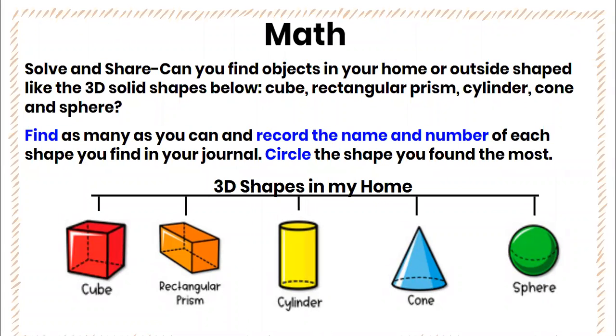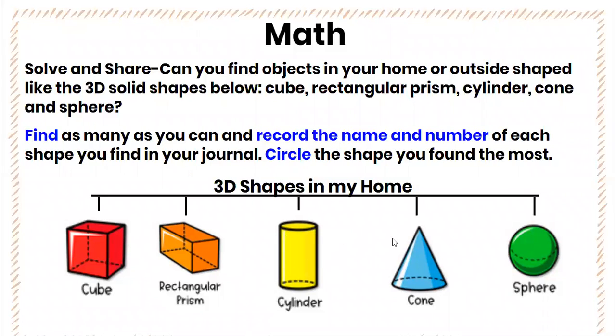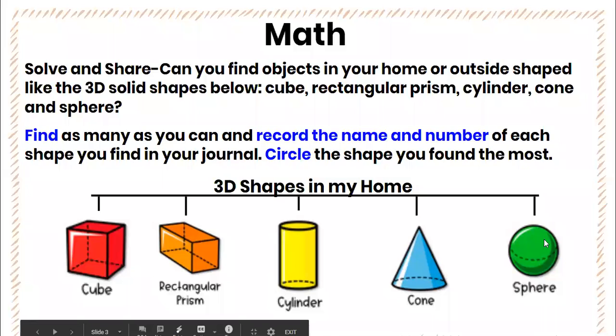For math today, the solve and share is, can you find objects in your home or outside shaped like the 3D shapes below? Cube, rectangular prism, cylinder, cone, and sphere. Find as many as you can and record the name and number of each shape you find in your journal. Circle the shape you found the most.